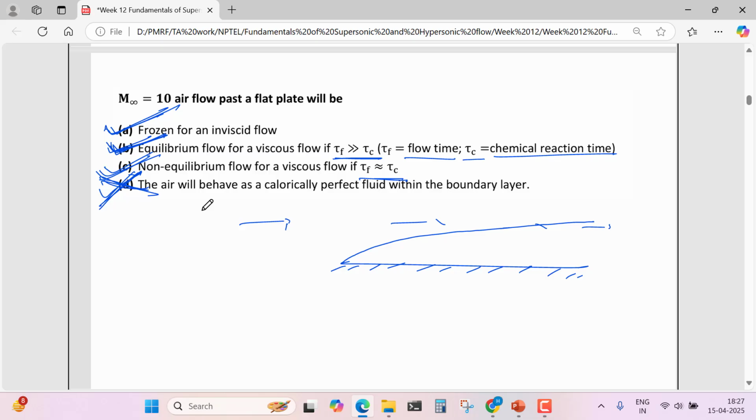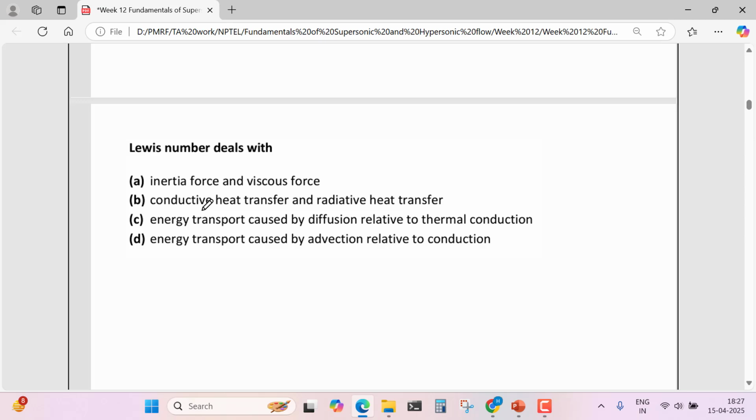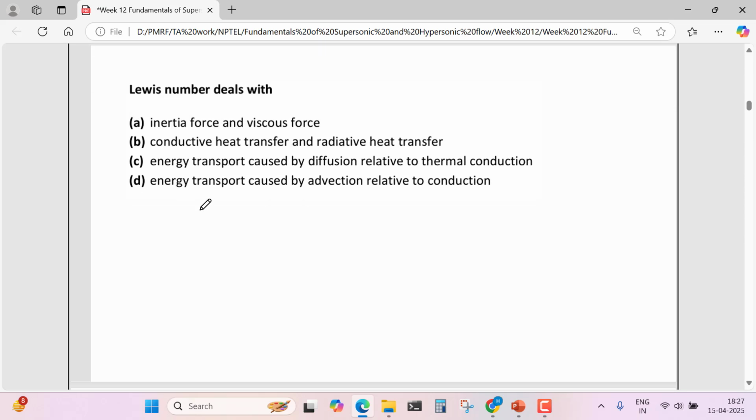Now we'll see the next problem. Lewis number deals with option A, inertia force and viscous force; option B, conductive heat transfer and radiative heat transfer; option C, energy transport caused by diffusion relative to thermal conduction; option D, energy transport caused by advection relative to conduction. What will be the correct answer?